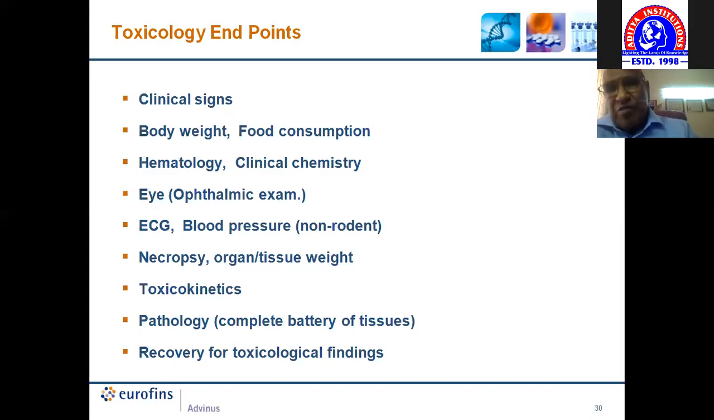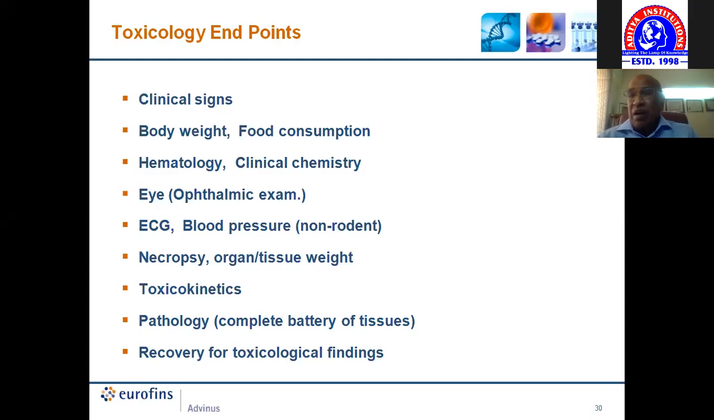We measure the body weight, food consumption, hematology, clinical chemistry. Typically, when you go to the doctor, the nurse draws approximately 20 ml of blood. We don't have 20 ml in a rat. So we have device systems and equipment where we draw only 1.5 to 2 ml, less than 2 ml. And actually, we can do exactly the same measurements as is done in human beings. We do the eye exam, blood pressure, ECG, necropsy.